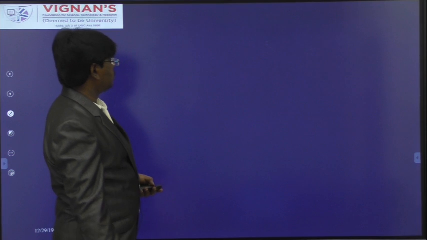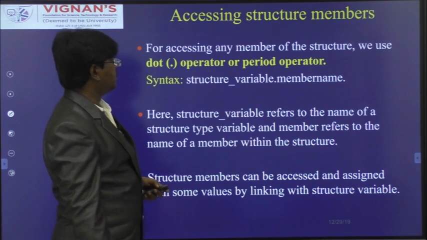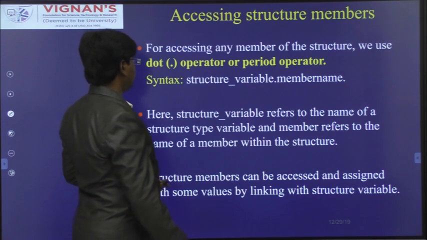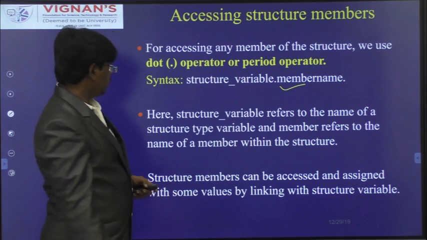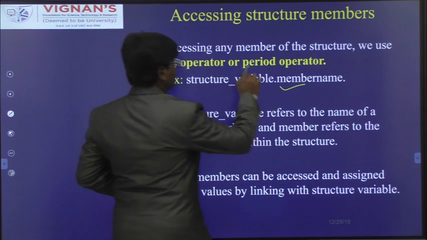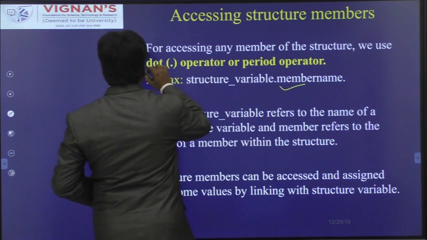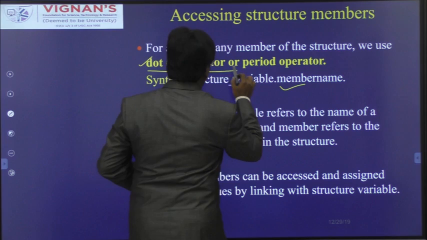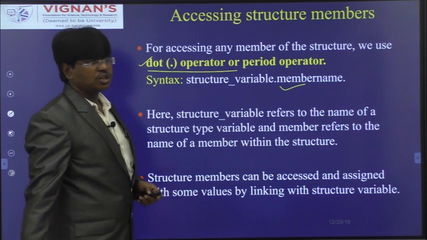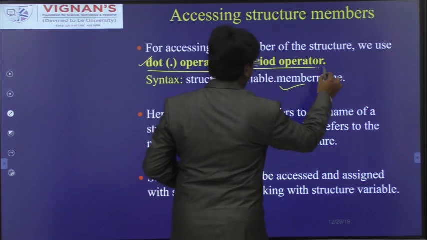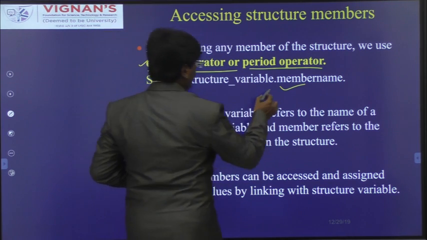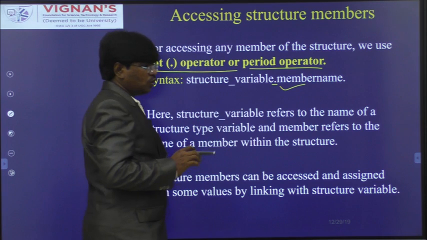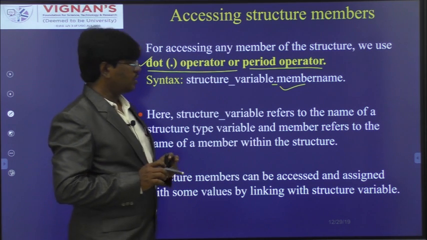And accessing the members of a given structure, how can we access, sir? I told you, with the help of the dot operator. If you want to access any member of the structure, you have to use the dot operator. Very, very important. Sometimes it is also called the period operator. That is the only advantage we have. With the help of the dot only, we can access the members of a given structure.